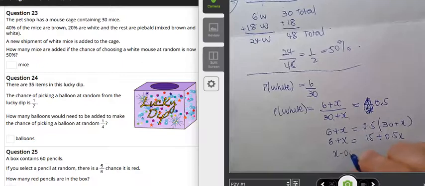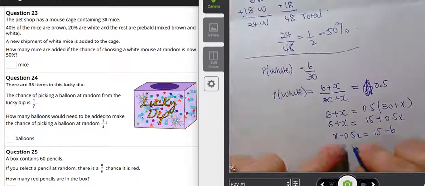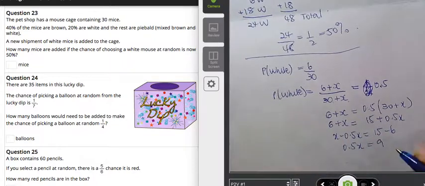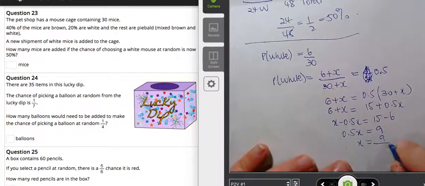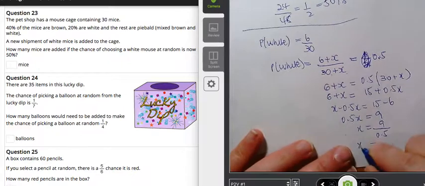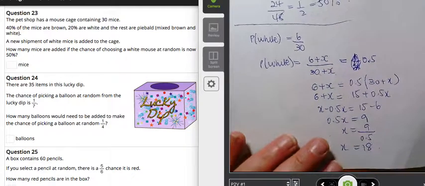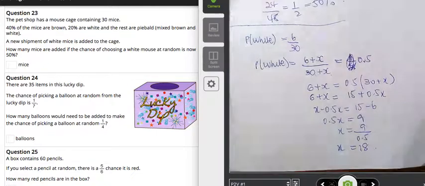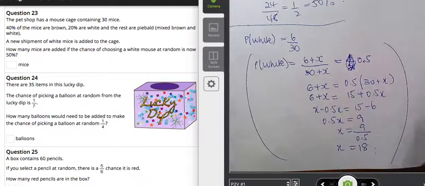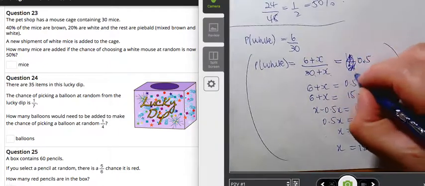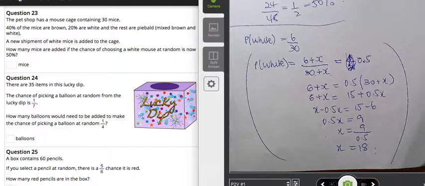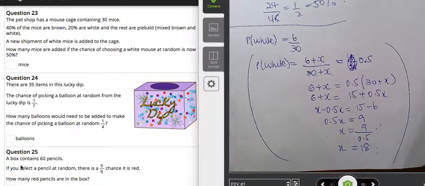So I've got x minus a half x equals 15 minus 6. So 1 minus a half, that's a half x, is 9. And so x would be 9 divided by a half, which is 18. And that is the answer we had before, that we added 18. So remember, you don't have to know how to do this. And I could have written a half as well for those that know how to cross multiply. But this is another way that it could be done if you're not going to use the guess and check method.